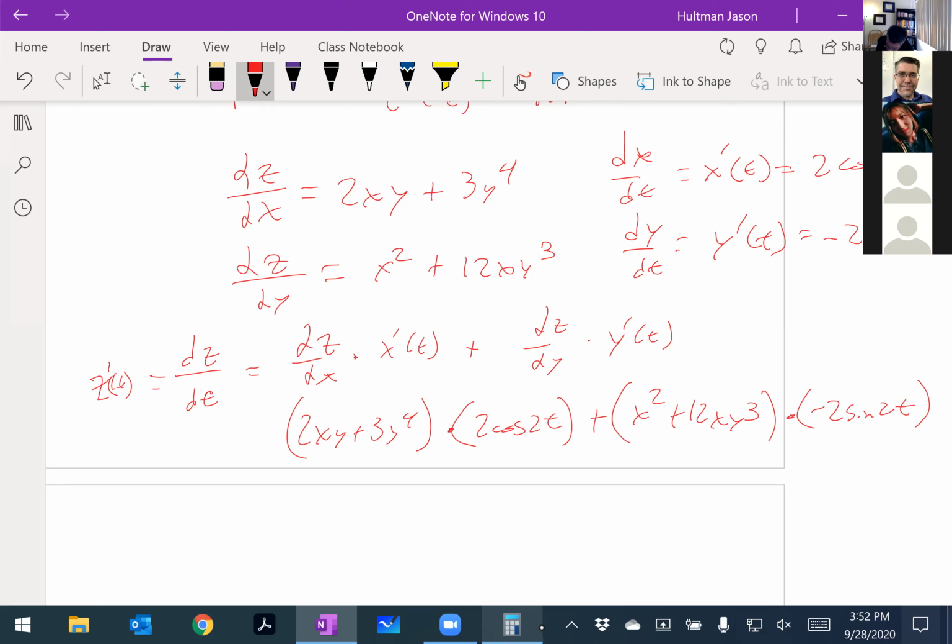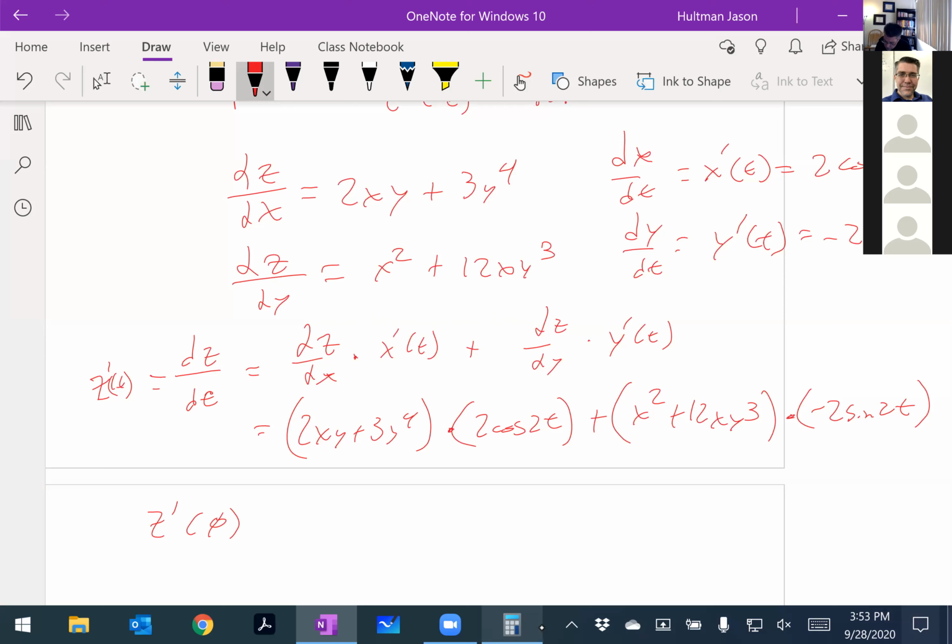So here's the deal, though. This is 2 x of t, right? This is an x of t. So we could multiply this all out if we really wanted to. We could plug in the x's and y's here and deal with it that way. However, we know that the end result is that we're going to find z prime of 0. We just want z prime of 0, which is going to make some things nice here.